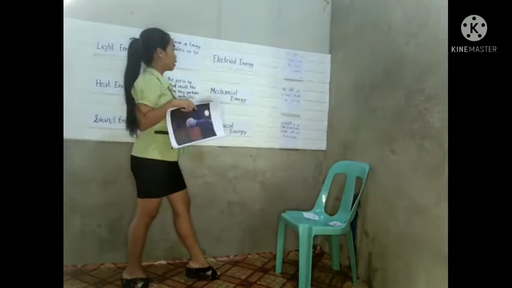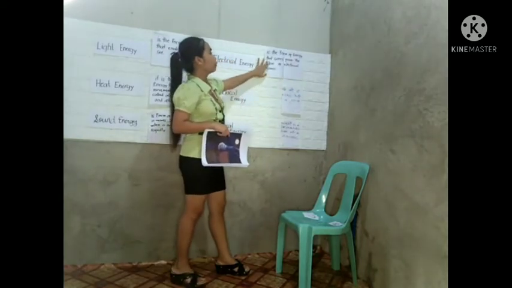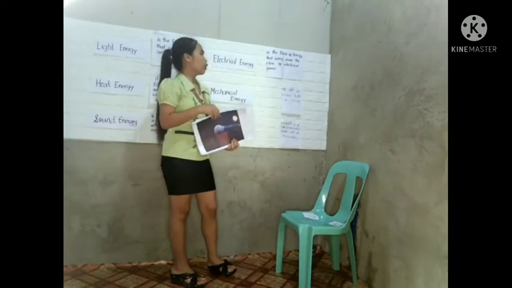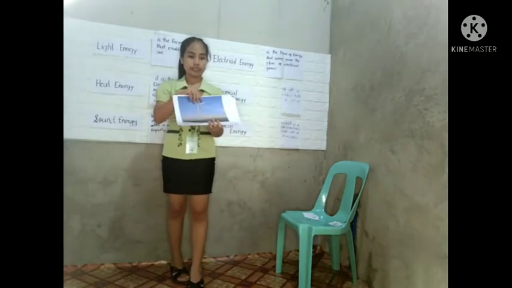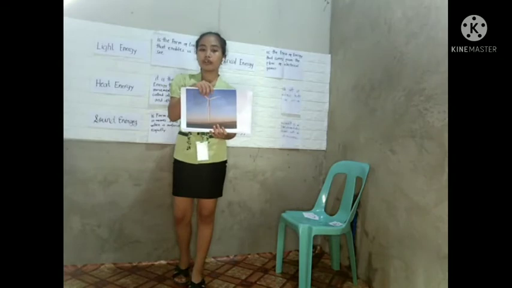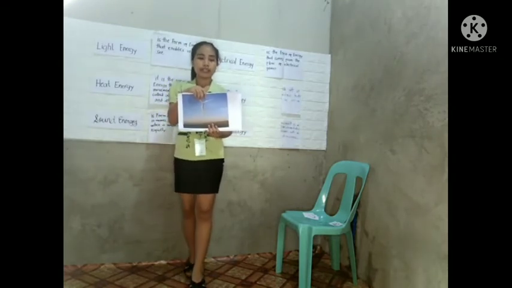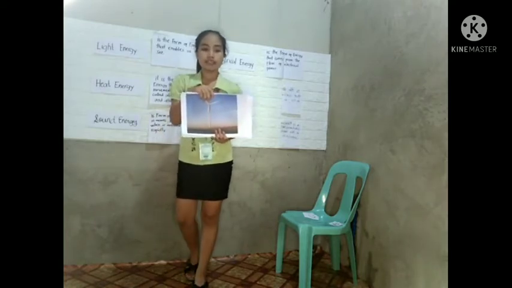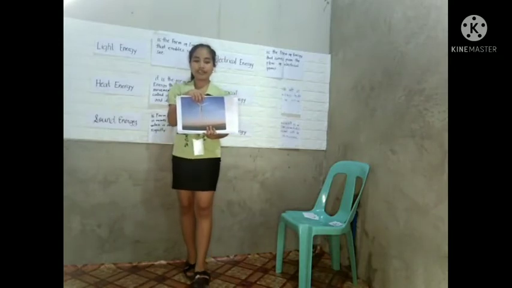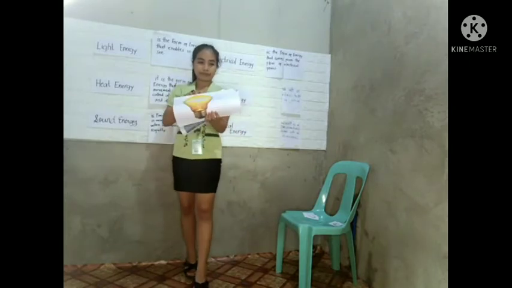Next is electrical energy. It's the form of energy that comes from the flow of electric power. It can be generated by a dry cell or a battery. It is also generated by wind turbines, generators, solar cells, hydroelectric plants, geothermal plants, and even animal droppings. Other examples of using electrical energy are in light bulbs and electronic devices.